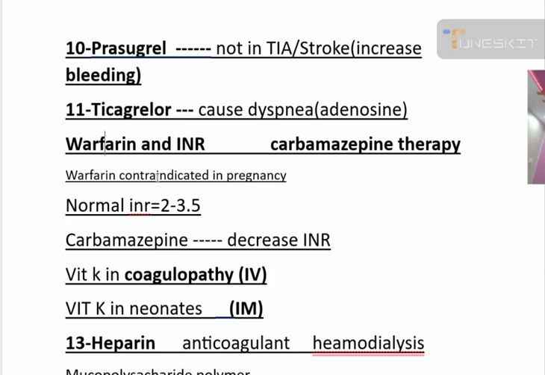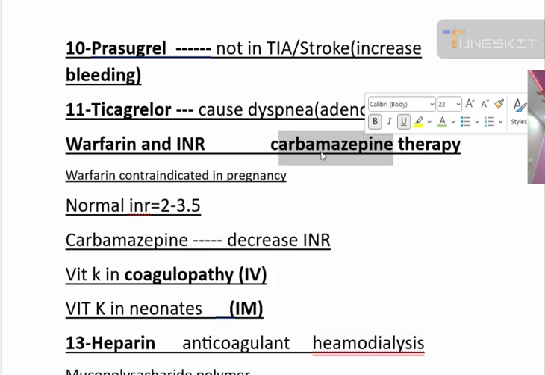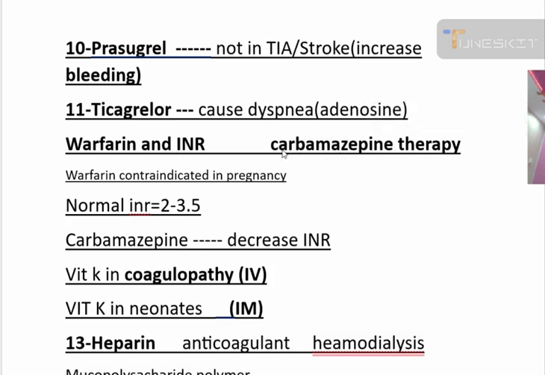Warfarin is also contraindicated in pregnancy. So what is the role of carbamazepine therapy with warfarin and INR? Because carbamazepine is an anti-epileptic drug. Carbamazepine is an enzyme inducer, like other enzyme inducers. One of the most important things is you have to know which drug is an enzyme inducer and which drug is an enzyme inhibitor.